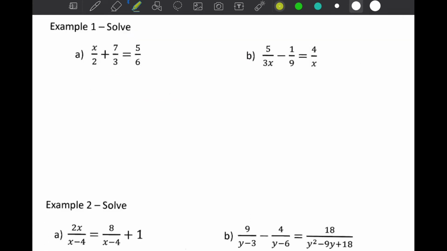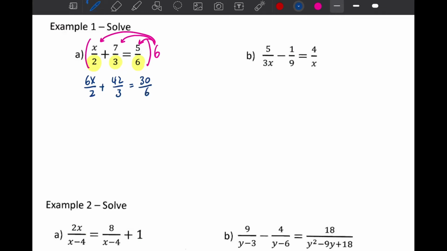Let's take a look at Example 1. We have denominators 2, 3, and 6. The lowest common denominator would be 6. So I'll multiply 6 to the entire equation, and you expand it. You multiply into each term in the equation. So you get 6x over 2 plus 42 over 3 equal to 30 over 6. This reduces to 3x plus 14 equals 5.